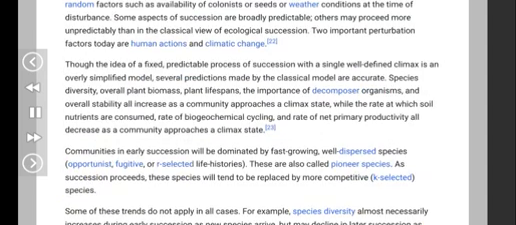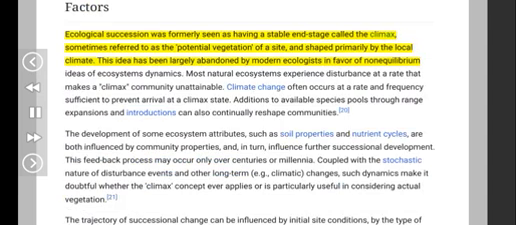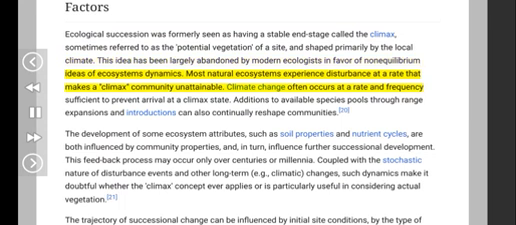Factors. Ecological succession was formerly seen as having a stable end stage called the climax, sometimes referred to as the potential vegetation, of a site, and shaped primarily by the local climate. This idea has been largely abandoned by modern ecologists in favor of non-equilibrium ideas of ecosystem dynamics. Most natural ecosystems experience disturbance at a rate that makes a climax community unattainable. Climate change often occurs at a rate and frequency sufficient to prevent arrival at a climax state. Additions to available species pools through range expansions and introductions can also continually reshape communities.